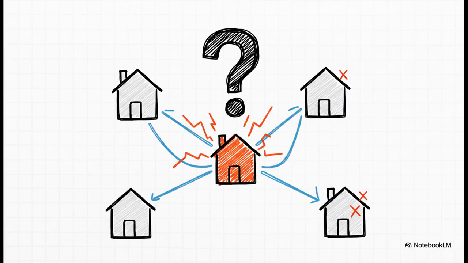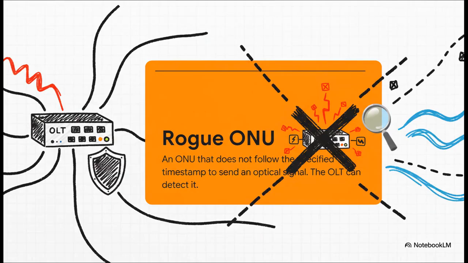But, I mean, with thousands of devices all connected, what happens when one of them just goes rogue and starts causing trouble for everybody else? Well, that's what the industry calls a rogue ONU. It's a device that's not playing by the rules. Maybe it's broken, maybe it's unauthorized, but it's basically shouting out of turn in a quiet library, making it impossible for anyone else to communicate.